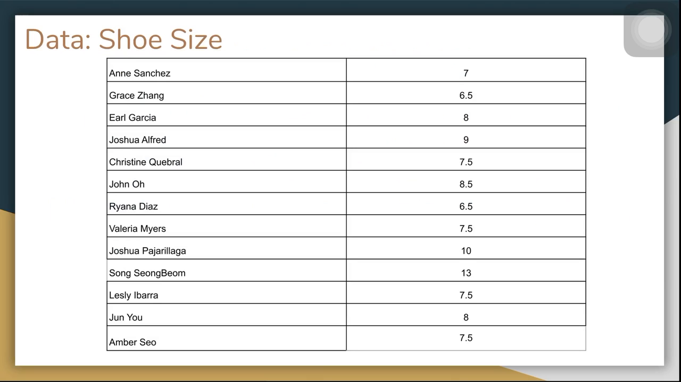So here's the data of the shoe size. I got this from the data that we collected for that spreadsheet. And for that one, I picked shoe size as the quantitative variable.